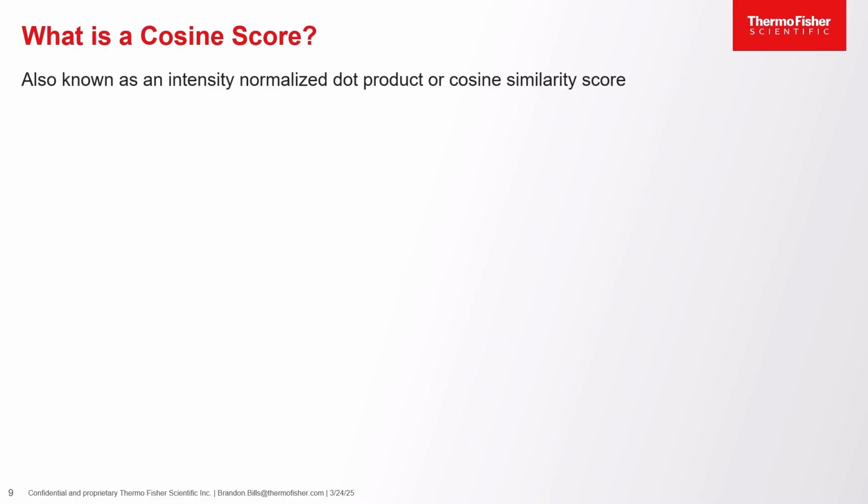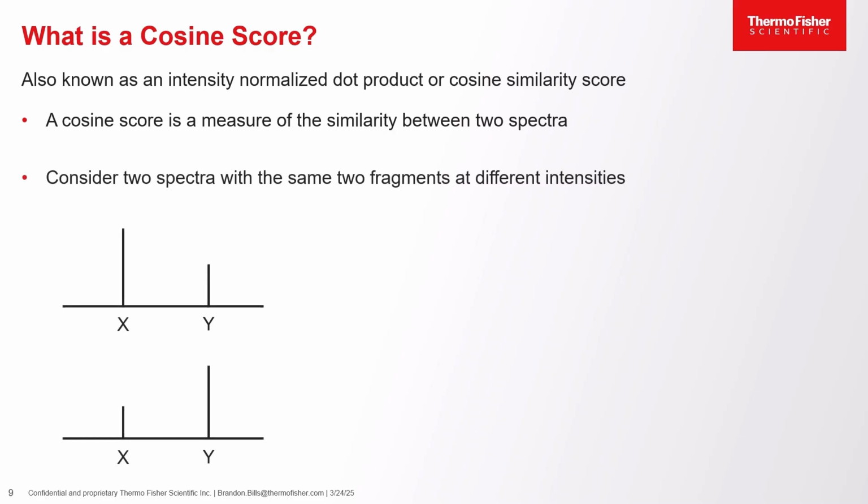Let's talk about what is a cosine score. It's also known as the intensity normalized dot product or cosine similarity score. Now, when I say intensity normalized dot product, that means the intensities of both spectra are added up and normalized to 1 so that they are more directly comparable. Now, a cosine score is a measure of the similarity between 2 spectra. Consider 2 very simple spectra. They only have 2 fragments in each, and they're at different intensities.